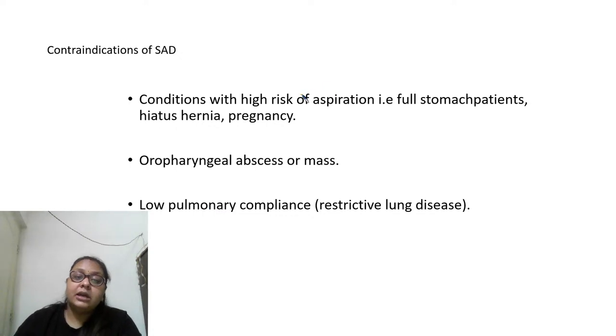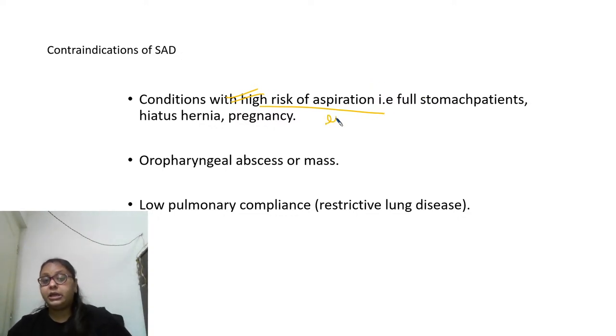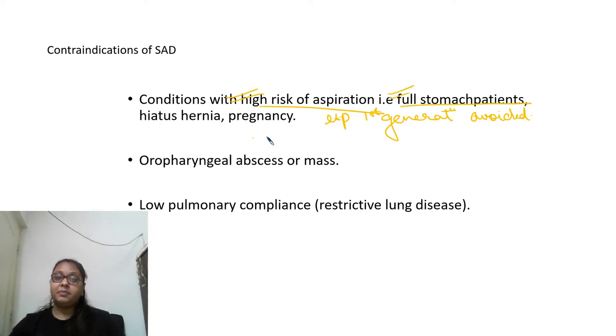Okay. So there are conditions with high risk of aspiration. We generally avoid supraglottic airway devices, especially the first generation are avoided, because second generation mein to bhi drainage tube hai. So the conditions with high risk of aspiration, example stroke, full stomach patient, hiatus hernia, and pregnant patients.